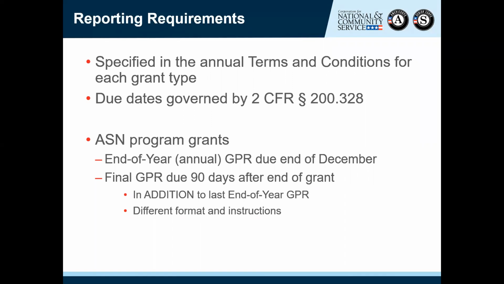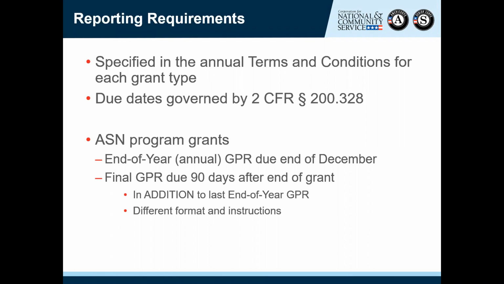For AmeriCorps State and National Program grants, which I'm using that term to refer to grants that enroll and place AmeriCorps members, there's a single annual GPR, we generally call that the end of year GPR, due at the end of December. If you are a longtime grantee or commission, you may remember that this report used to be due at the end of October, but because we switched a year ago from semi-annual to annual GPRs, we had to change the due date to meet the Uniform Guidance, the 2 CFR requirements.